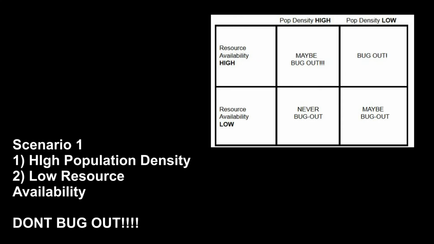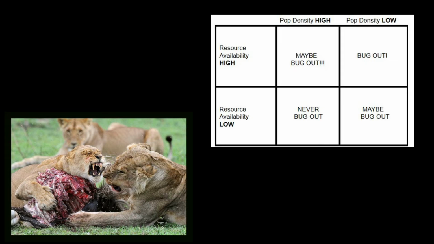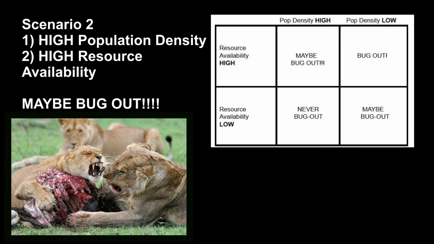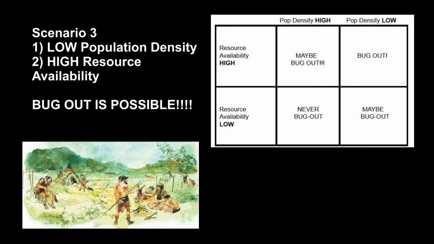Because what's going to happen is there's going to be an intense amount of conflict for resources, and there's going to be a lot of bloodshed spilled over the last pieces of meat. If there's a high population density and a high resource availability, of course, there's still going to be that conflict, but perhaps not as much. If there's a low population density and a high resource availability, hunter-gathering, depending on the other variables I'm going to talk about, could potentially, and I say potentially, be possible.